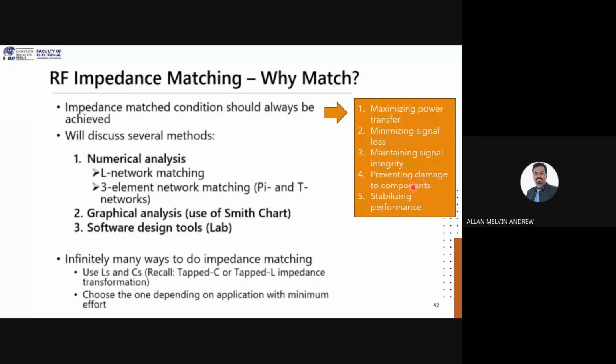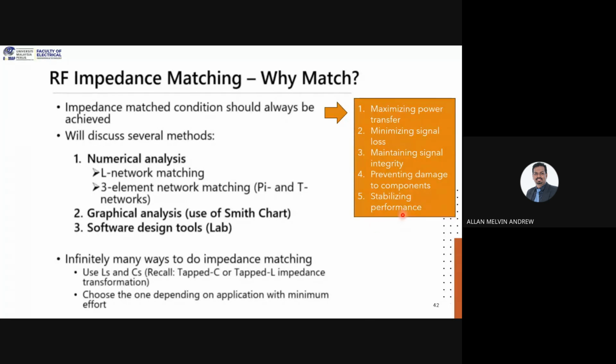Because the component cannot withstand the power that we are giving, it can only manage a certain amount of power. So by doing this impedance matching, we want to prevent damage to the component. And we also have stabilizing performance.